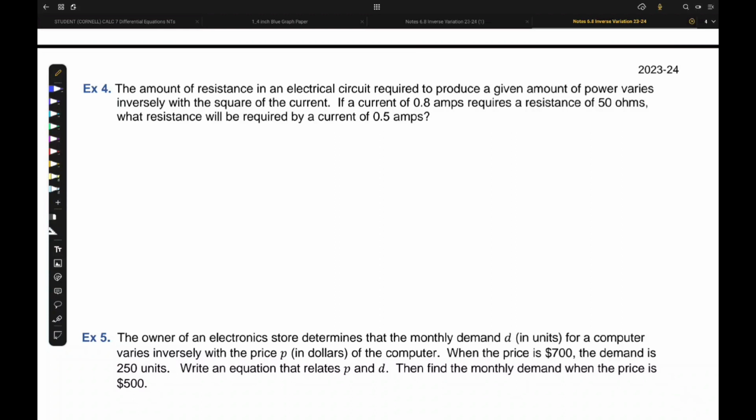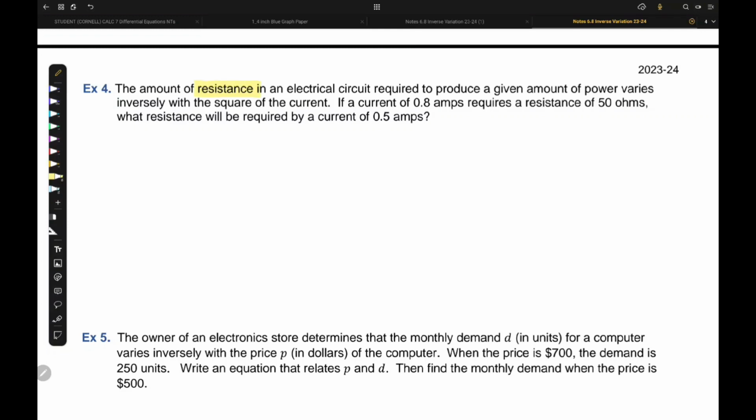And now the problems are going to get a little more fun, as we say in math, more interesting. And so here's what we've got. The amount of resistance in an electrical circuit required to produce a given amount of power varies inversely with the square of the current. You could definitely use x's and y's for this problem. I would not. I like to make my variables match the word problems, right? So that my variables make sense.